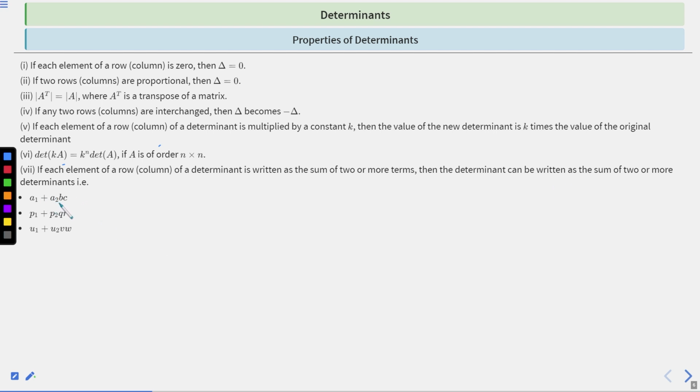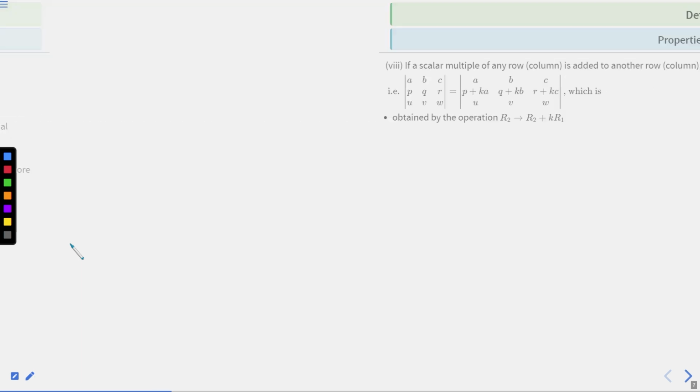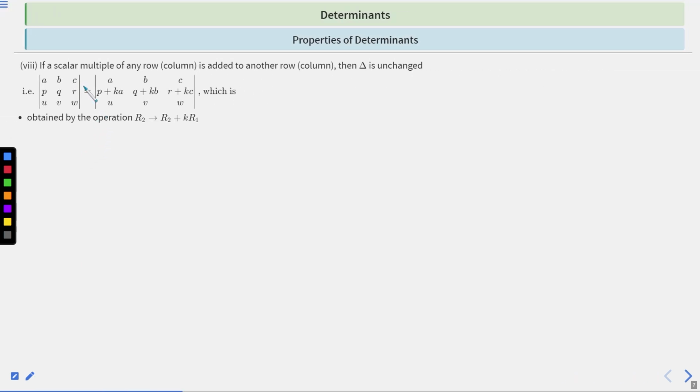That is, A1 plus A2, B, C; P1 plus P2, Q, R; U1 plus U2, V, W, right? Now, if a scalar multiple of any row or column is added to another row or column, then delta is unchanged. That is, we have determinant ABC, PQR, UVW, right? Now, in R2, we can replace R2 by R2 plus KR1, right? This is an elementary transformation. So R2 can be replaced by R2 plus KR1, right? You can see, so determinant will be unchanged.